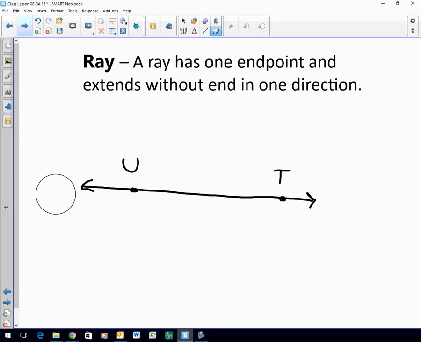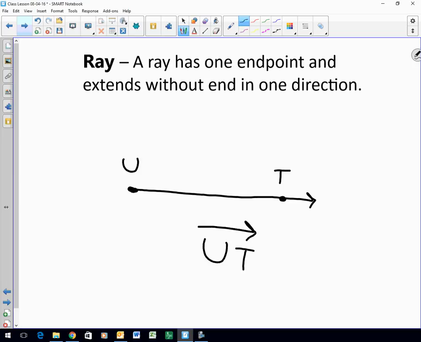So, if I wanted to make ray UT, I start at U, extend through point T and go beyond it. That's what I do right there, guys. That would be ray UT. I could go the other way as well if I wanted to. I could start at T, go back to U, and go through U. But do you see how this is kind of like where a line and a line segment come together, right? But you have a definite beginning right there, correct? Definite beginning.